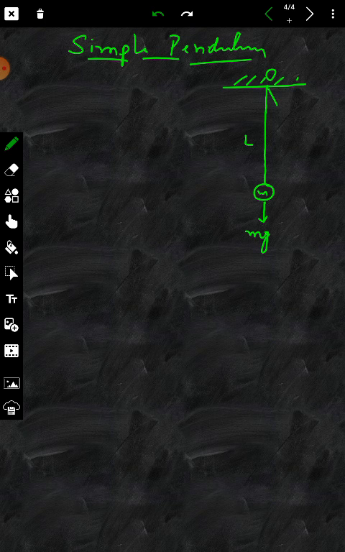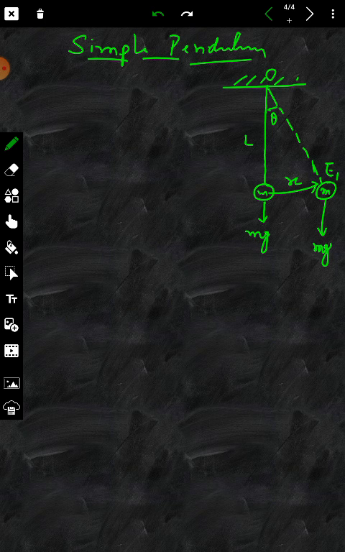Suppose that we displace this simple pendulum by this displacement x, where the weight will always act in the vertically downward direction. So we are displacing this simple pendulum by a small angle theta, for example. In that case, the weight mg in this state is at some position E1. So we are pulling this simple pendulum to the extreme position E1 by angle theta.